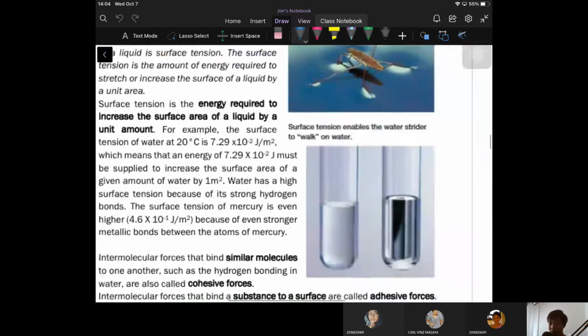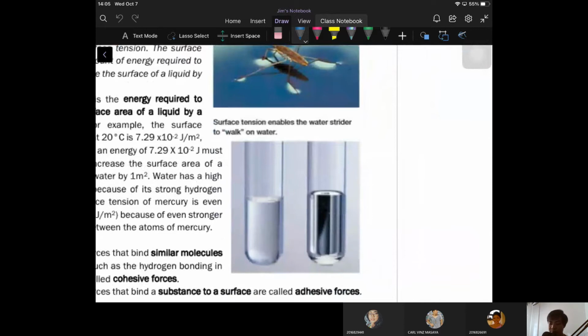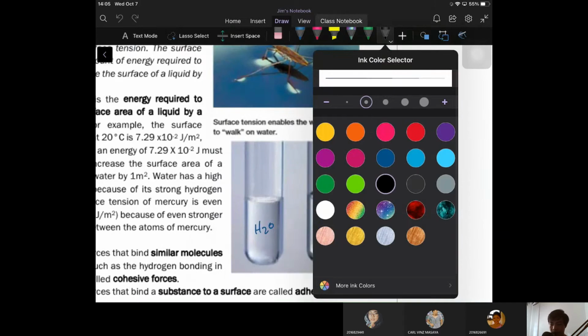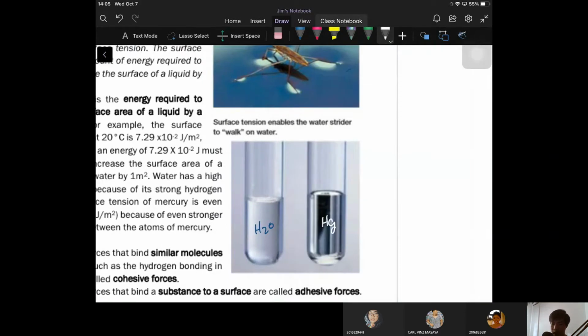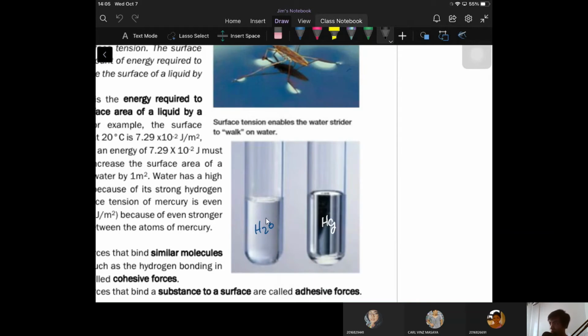No? So let's have, for example, these two test tubes. No? So on the left side, we have water. On the right side, we have mercury. Okay, so on the left side, we have water here, which is dipole. And on the right side, we have mercury, which is metallic.